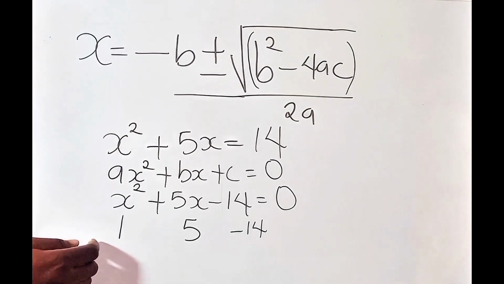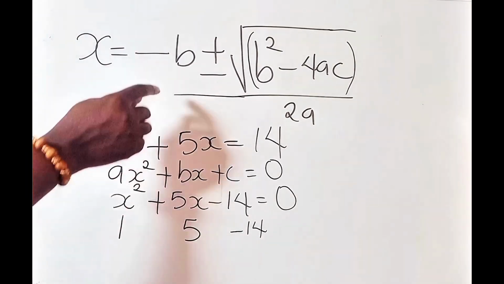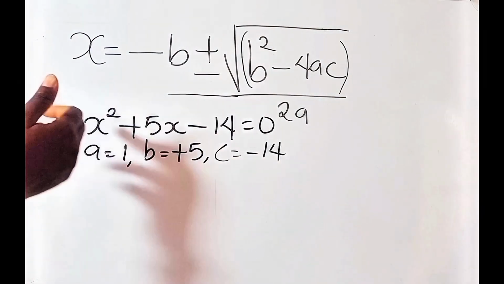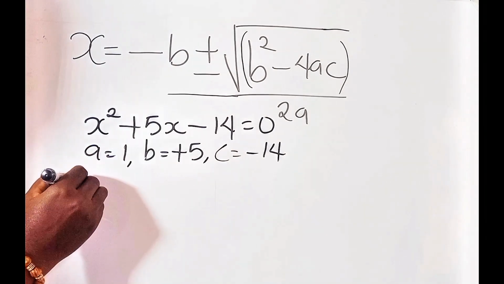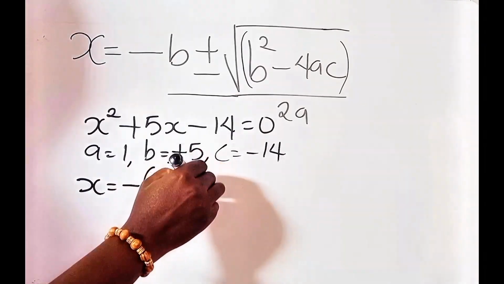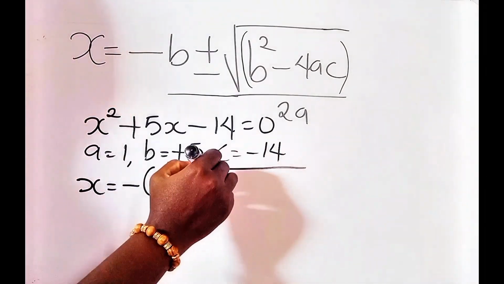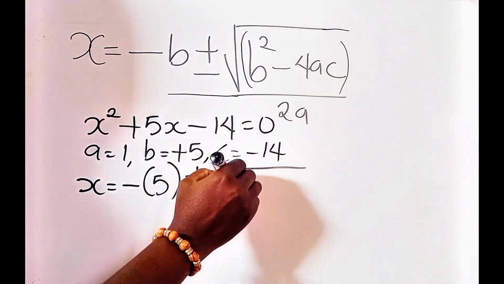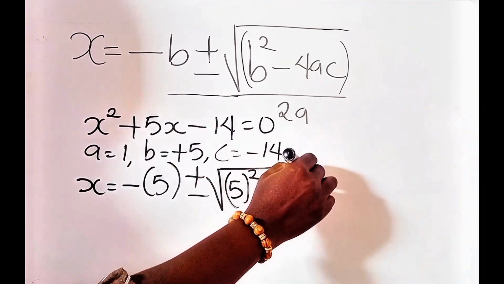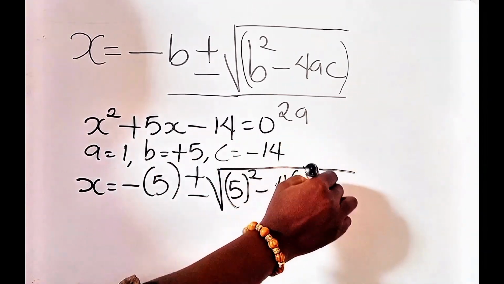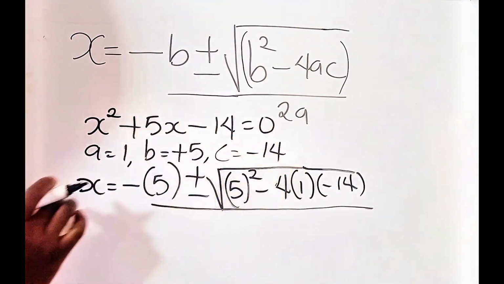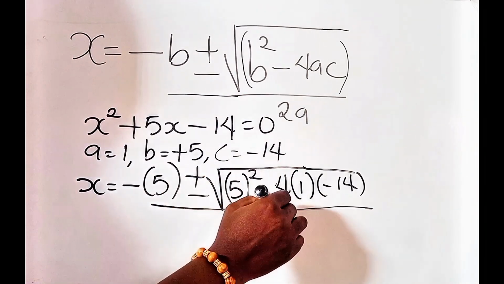The next thing I'm going to do now is to substitute these values into this formula. So we have x equals minus 5 plus or minus the square root of b squared, which is 5 squared, minus 4 times a, which is 1, times c, which is minus 14. We close the bracket, all over 2 times a, which is 2 times 1.